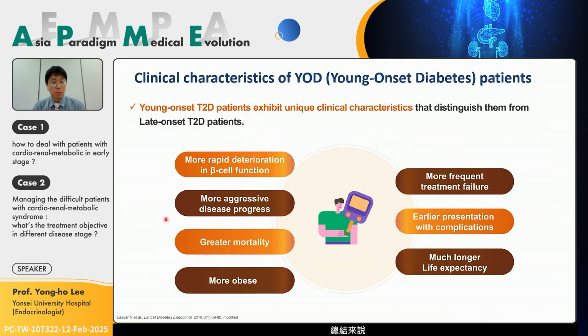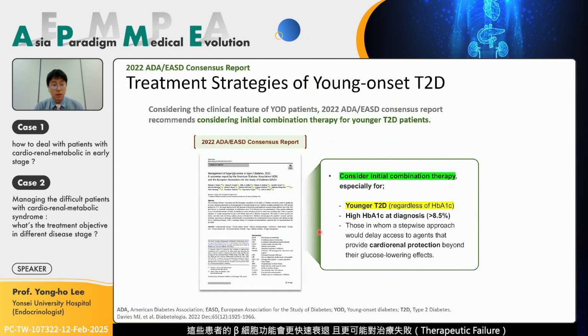So to conclude the second part, the clinical characteristics of young onset diabetes are that they have more aggressive disease progression, as well as being likely to have various complications, and they're likely to be obese, and their beta cell functions are really rapidly decreasing, and they are more likely to fail on therapeutics. So because of that, the ADA guideline recommended that initial combination therapy may be considered for young onset diabetes.